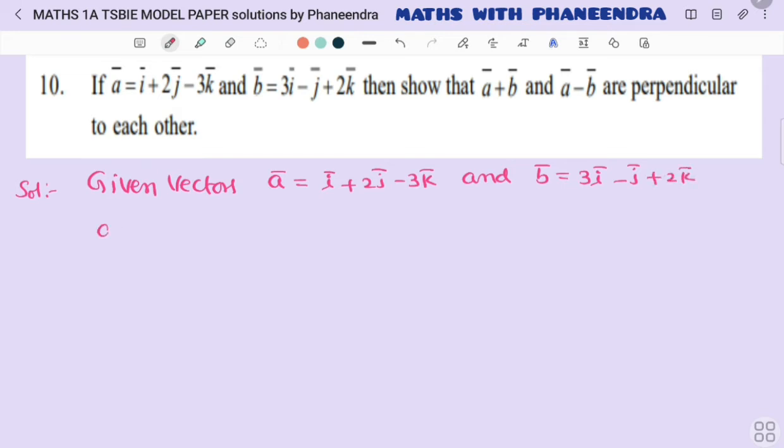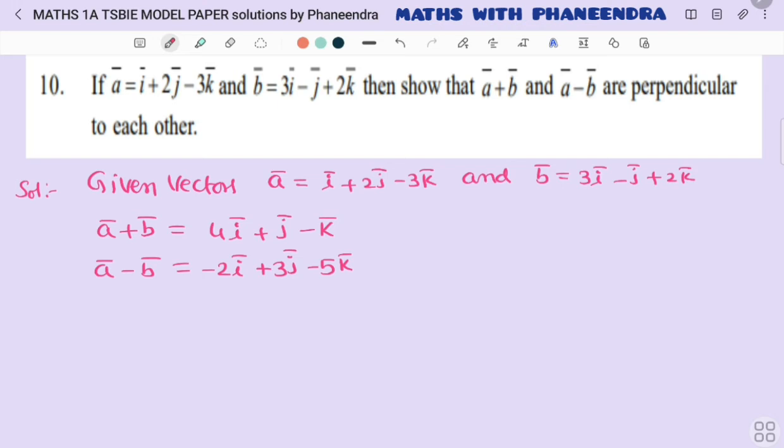So first they are asking to calculate the sum of the vectors a bar plus b bar. Adding the respective components: i bar plus 3i bar is 4i bar, 2j bar minus j bar is plus j bar. Next, minus 3k plus 2k is minus k. Similarly, a bar minus b bar: i bar minus 3i is minus 2i, 2j minus of minus j, so 2j plus j is 3j, minus 3k minus 2k is minus 5k.